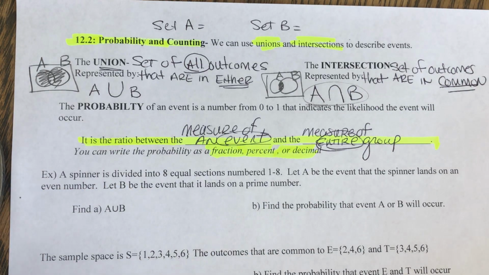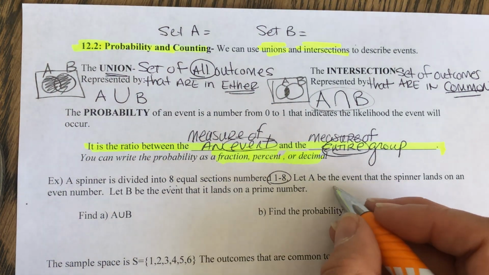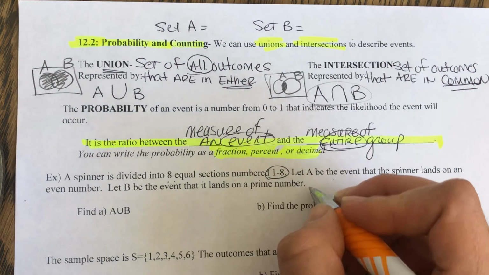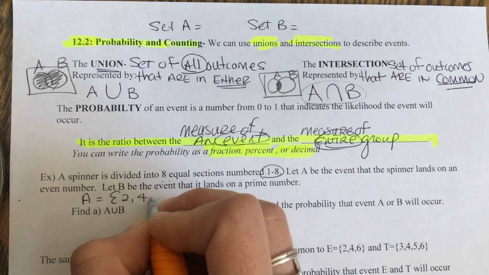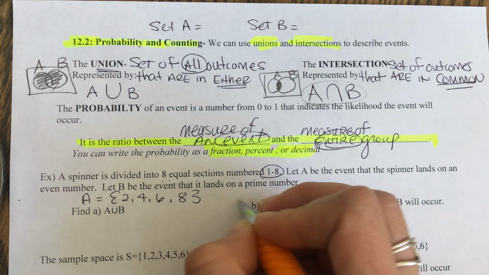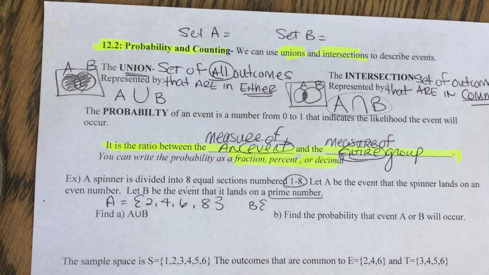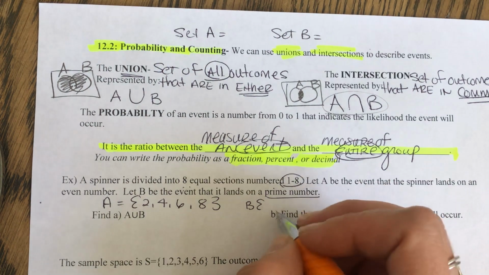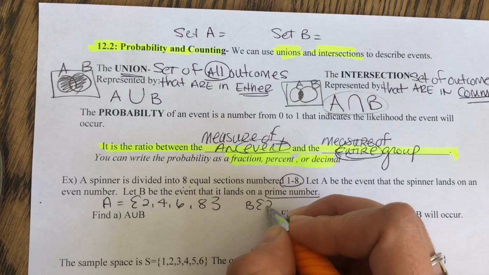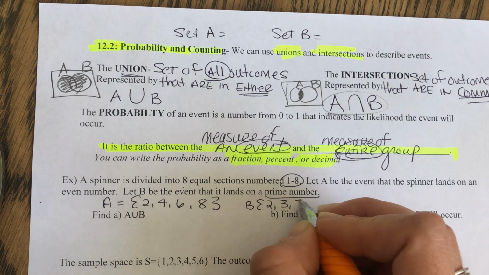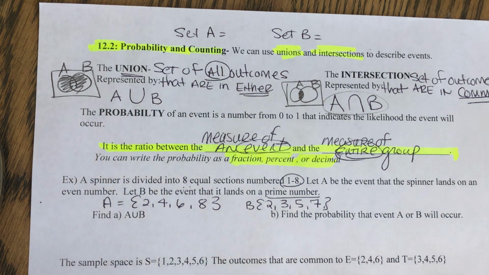All right, first problem. It says a spinner is divided into 8 equal sections, 1 to 8. A is the event that it's an even. So here's what I would say. A, list the outcomes: 2, 4, 6, 8. And B, it's prime. You should know what a prime number is: a number that is divisible by 1 and itself. 1 is not prime because 1 is itself. So 2 is prime, 3 is prime, 5, 7 is prime, and then we're stopping.